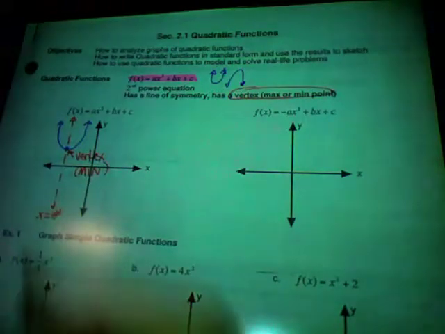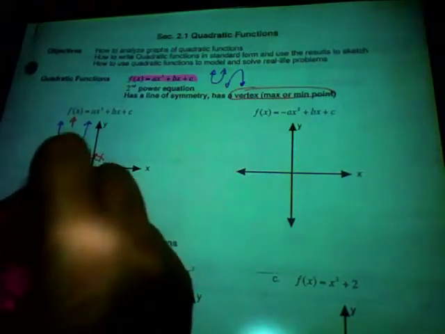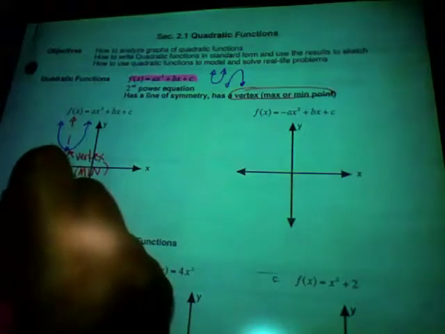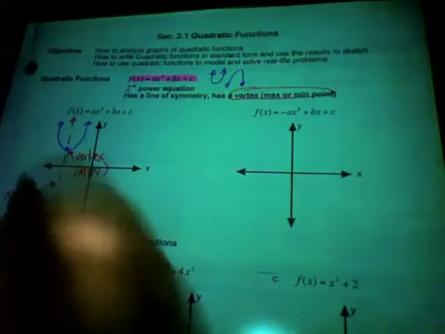Then one of the ways that you can find that axis of symmetry would be x equals the opposite of b over 2a. You should remember that from Algebra 1.2 and from Algebra 3.4, right? Doesn't it also give you the x value of the vertex?